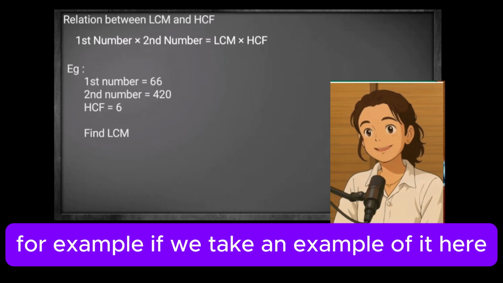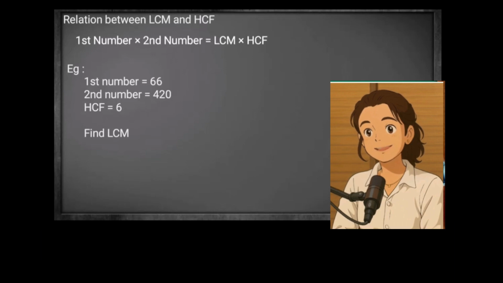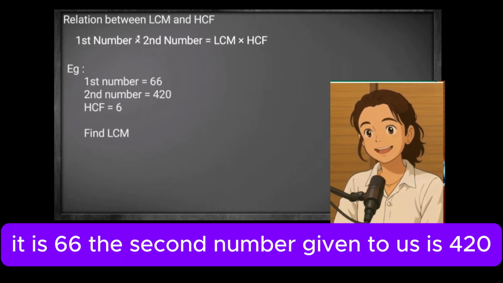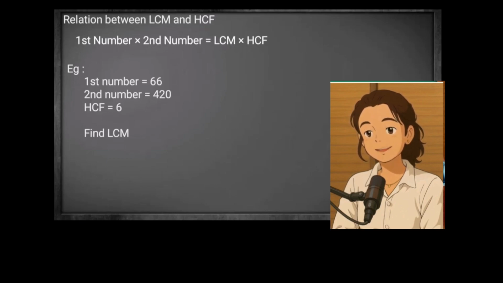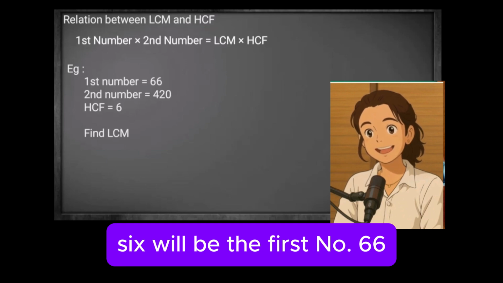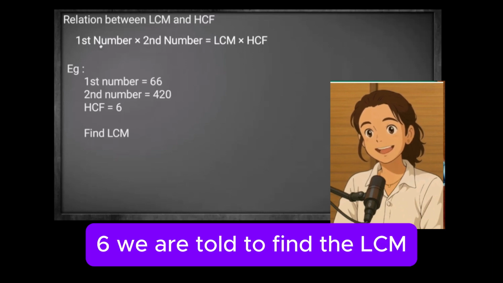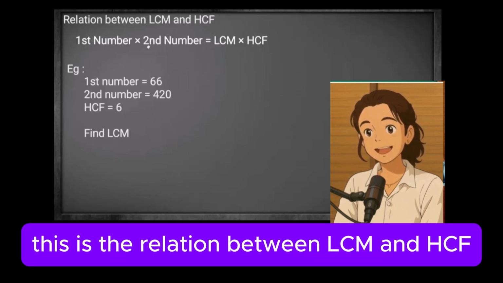For example, if we take an example of it here, it will become absolutely clear to you. Take whatever is our first number. It is 66. The second number given to us is 420, and we are also given the HCF. The HCF is 6. We are told to find the LCM. This is the relation between LCM and HCF.